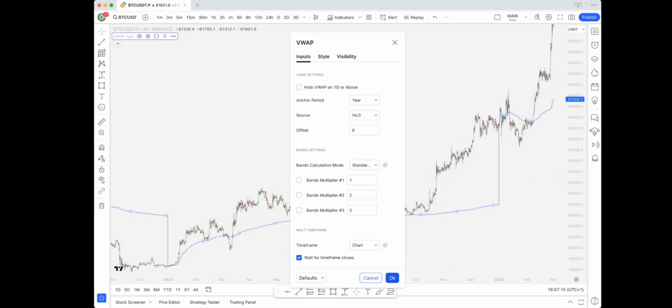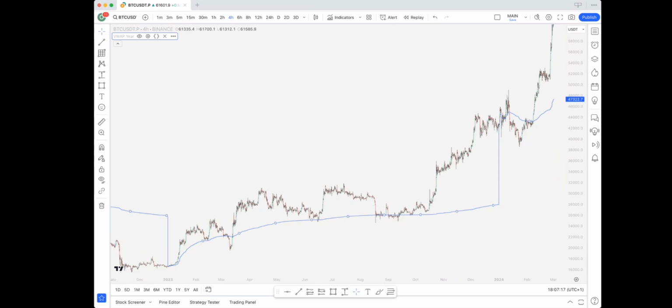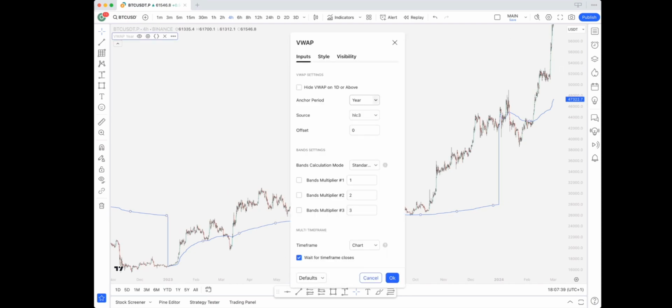So the VWAP is essentially to be used as two main things. One is dynamic support and resistance, and number 2 is to form a bias for whichever anchor period you have. Okay, so we'll go over bias first because that's the most simple. Based off your anchor period, you can decide your bias for the anchor period. So let's say we're on the yearly.